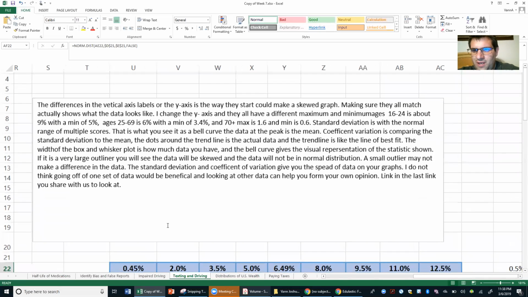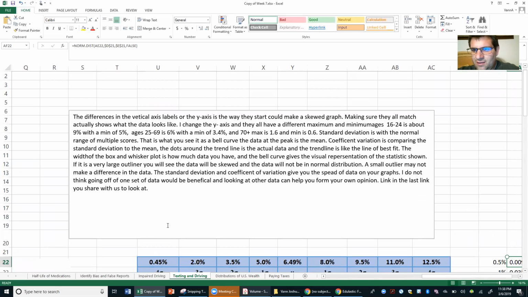The standard deviation is the normal range of multiple scores. That is what you see.